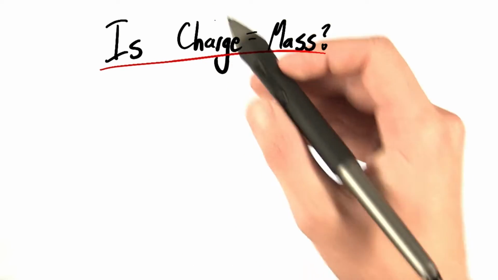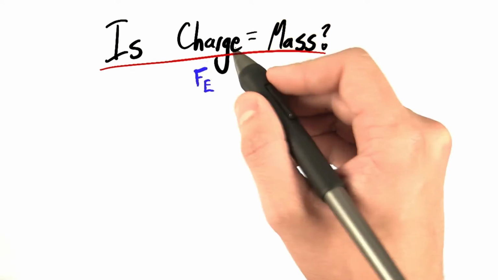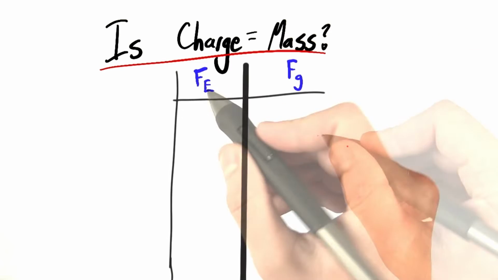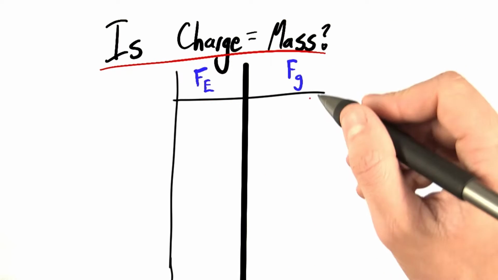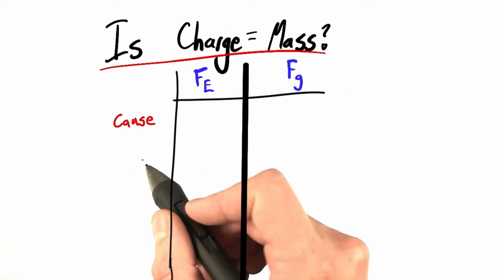So it sounds like there's some real similarities between charge and mass. Specifically, similarities between the electric force and the gravitational force. Let's do some comparison to see just how similar or how different these forces are. First, let's analyze the cause of each force.